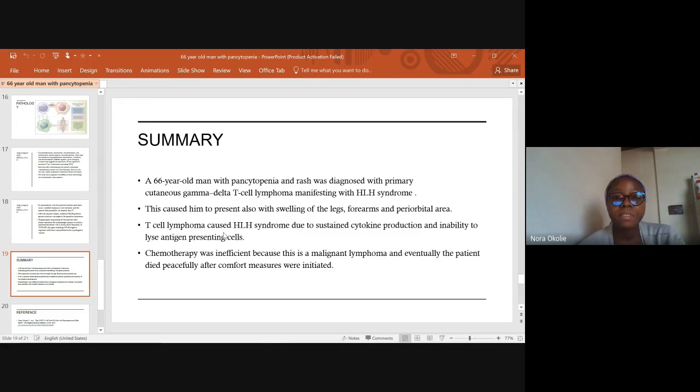This caused him to present with swelling of legs, forearms, and periorbital area. T cell lymphoma caused HLH syndrome due to sustained cytokine production and inability to lyse antigen-presenting cells. Chemotherapy was ineffective because this is a malignant lymphoma, and eventually the patient died peacefully after comfort measures were initiated.